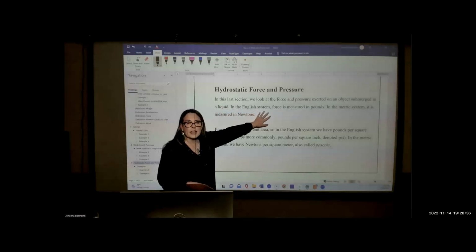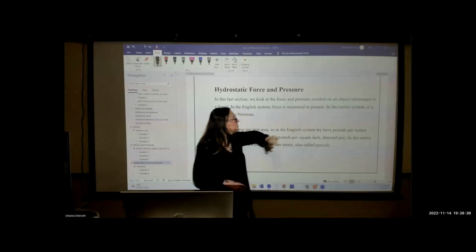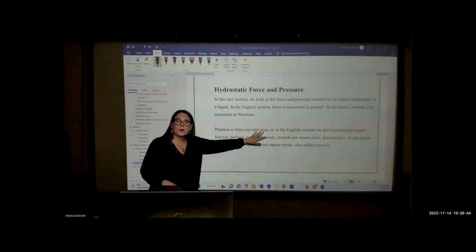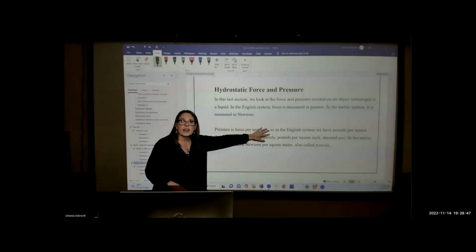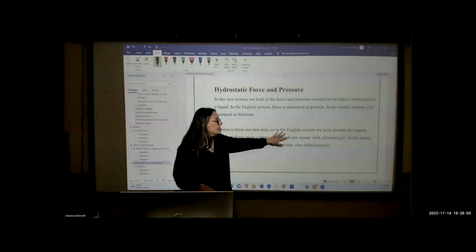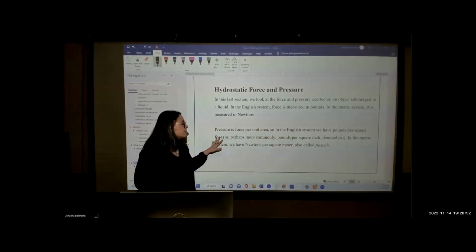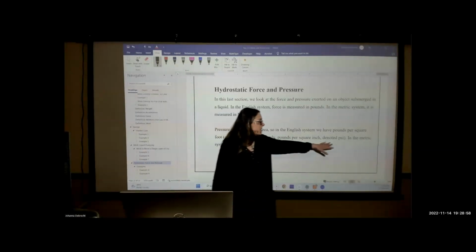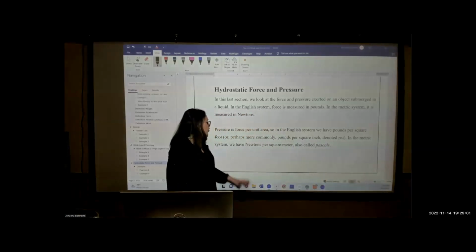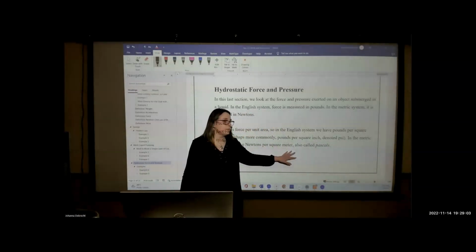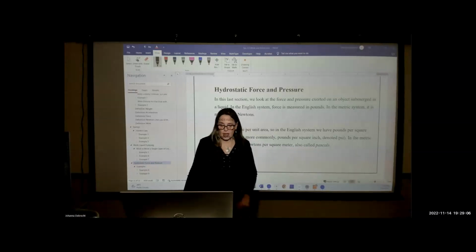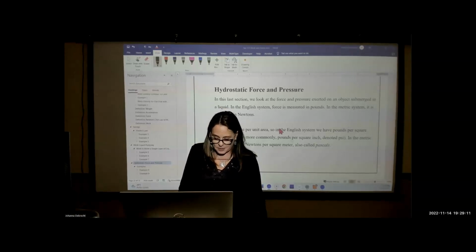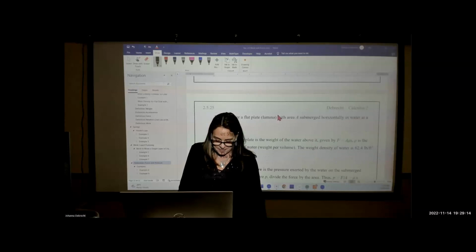Now, in the English system, again, remember that force is measured in pounds. And in the metric system, we have newtons. Now, pressure is force per unit area. So you take the force and you divide by the area. In the English system, then, we have pounds per square foot, or more commonly, pounds per square inch, which is also called PSI. In the metric system, we have newtons per square meter, which are called pascals. Named for Blaise Pascal, a well-known mathematician.